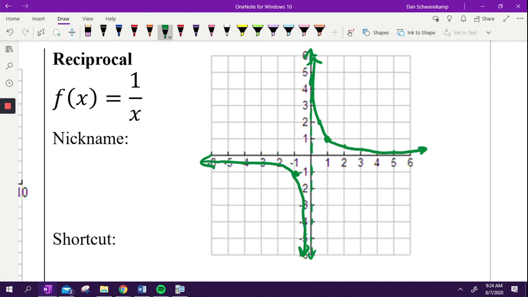I'm running out of time, so I'm going to do domain and range quickly. Domain, all real numbers, but X isn't 0. My range is going to be all real numbers, but Y cannot be 0 because it's range. Show me with your fingers, even, odd, or neither. It's odd. It's got origin symmetry.